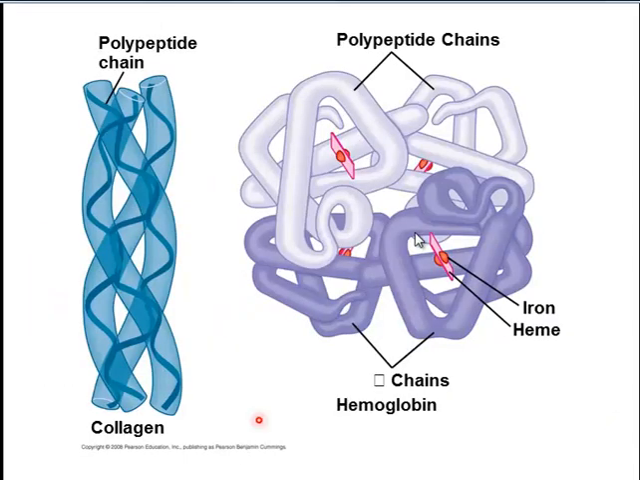Here's another example. We saw that collagen had 3 polypeptide chains. So within the chain, there's its tertiary structure, but then the 3 polypeptides are interacting in this sort of helical fashion to give it a quaternary structure. Similarly, here are the 4 polypeptides of hemoglobin interacting to form a quaternary structure.